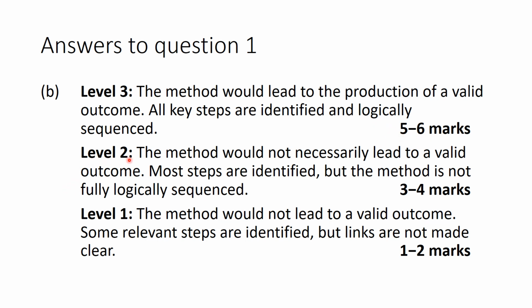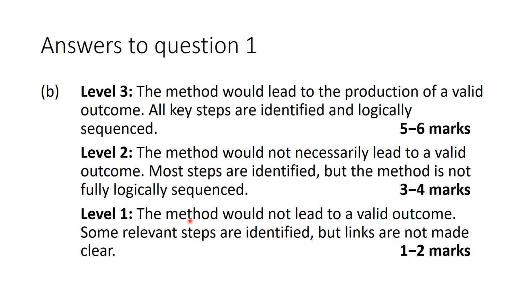For level 2, the method would not necessarily lead to a valid outcome. Most steps are identified, i.e. not every single one, but the method is not fully logically sequenced. So it's not a step-by-step method. It's not clear what goes where in an order that makes sense. And that's worth 3 to 4 marks.